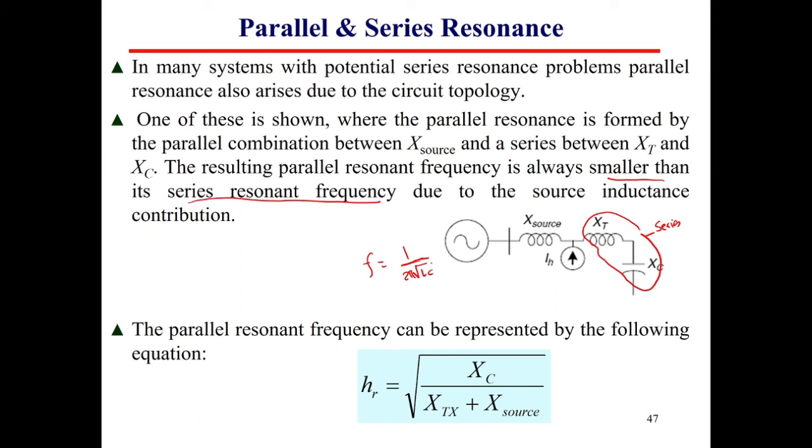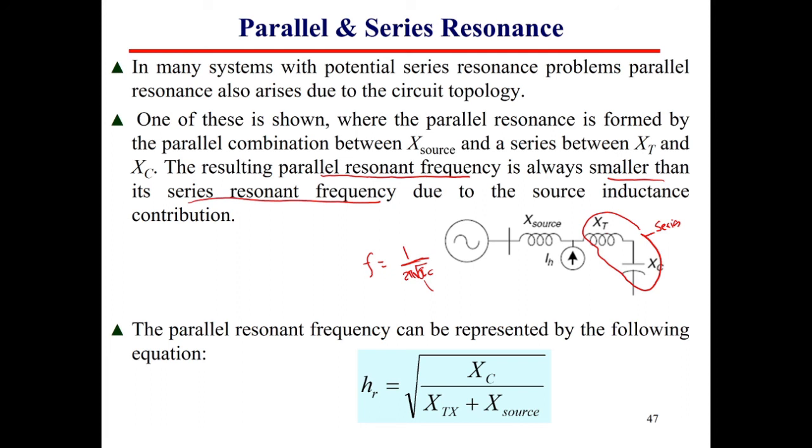The value of L for the series case will be only the transformer, but the value of L when we have parallel resonance will be both. It will be XT and also X source. So that will increase the value of L. As a result, it will reduce the value of the frequency. So that's why we are saying that the parallel resonance frequency will be smaller than the series resonance frequency.